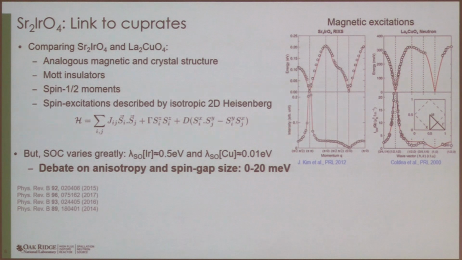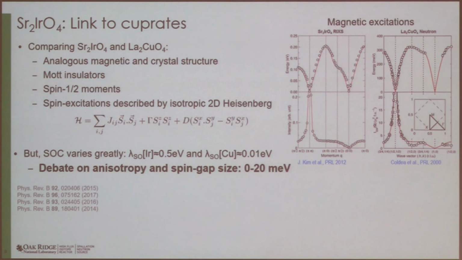So the similarity is perhaps surprising, since you have a large difference in the spin-orbit coupling value. For the cuprate, spin-orbit coupling is really just a small perturbation. For iridates, as we know, it's often central to the physics of the system. So if you have a large spin-orbit coupling, this introduces anisotropy into the system. And a signature of this would be a spin gap in the excitation spectra.